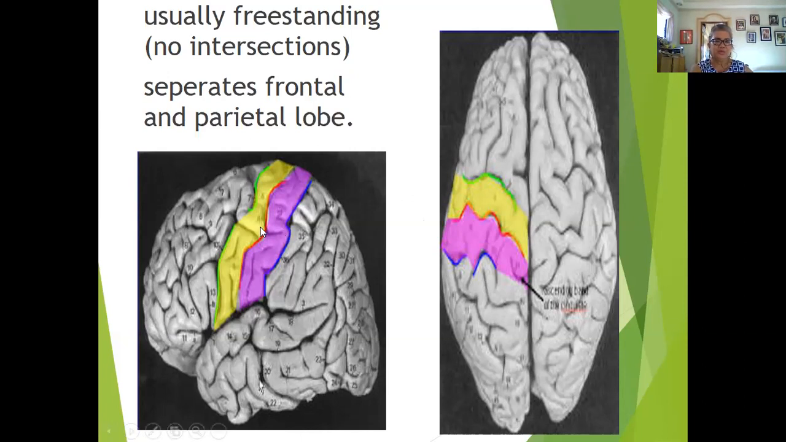That's why you have to identify it, because you might get confused. There are so many sulci there. You might not be able to identify where the central sulcus of Rolando is. You identify a sulcus which is freestanding and has no intersection, and this will help you identify which is the frontal lobe and which is the parietal lobe, by identifying the anterior portion or the posterior portion.